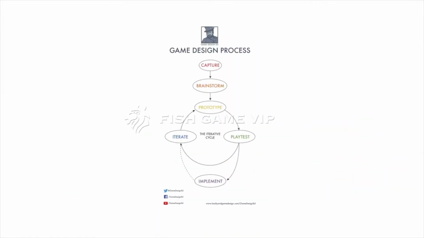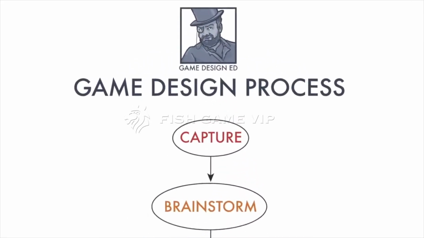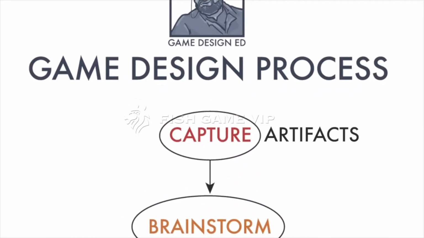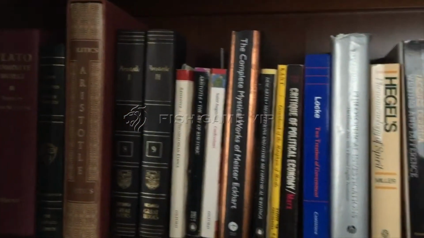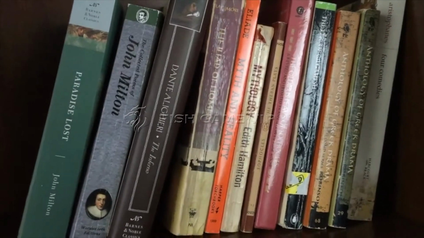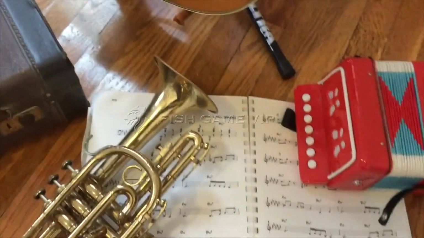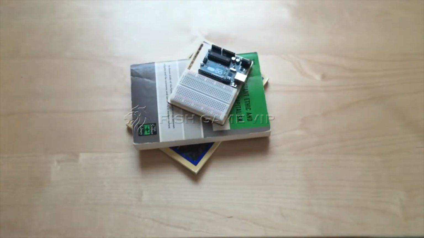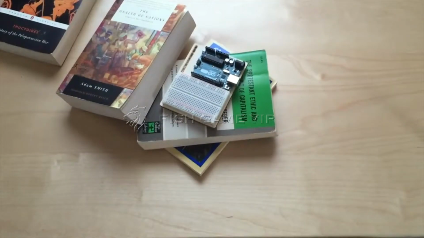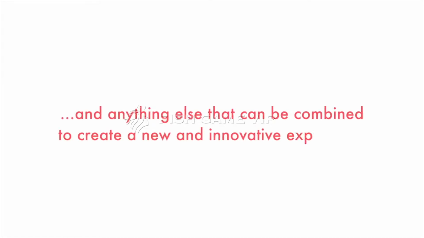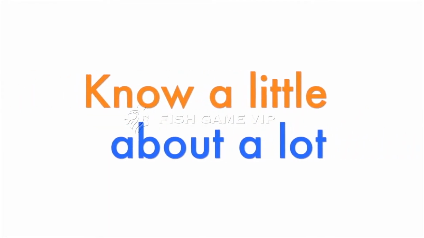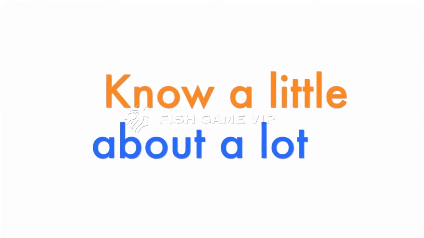My game design process begins with the ongoing practice of capturing artifacts. This is the stage of research, and you need to research a wide variety of fields: art, philosophy, rhetoric, marketing, mythology, literature, poetry, music, psychology, sociology, technology, economics, history, and anything else that can be combined to create a new and innovative experience. You need to know a little bit about a lot of different subjects. The world is your classroom, so get out there and learn.